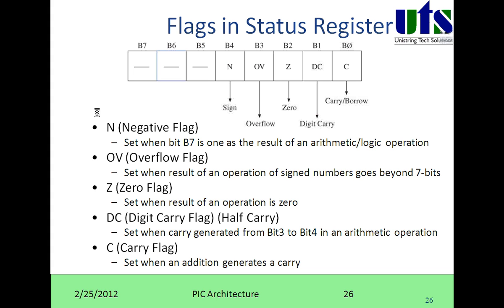Also, this is about status registers, which has 5 status bits: negative, overflow, zero, digit carry, and carry/borrow. These are the basic 5 status bits.